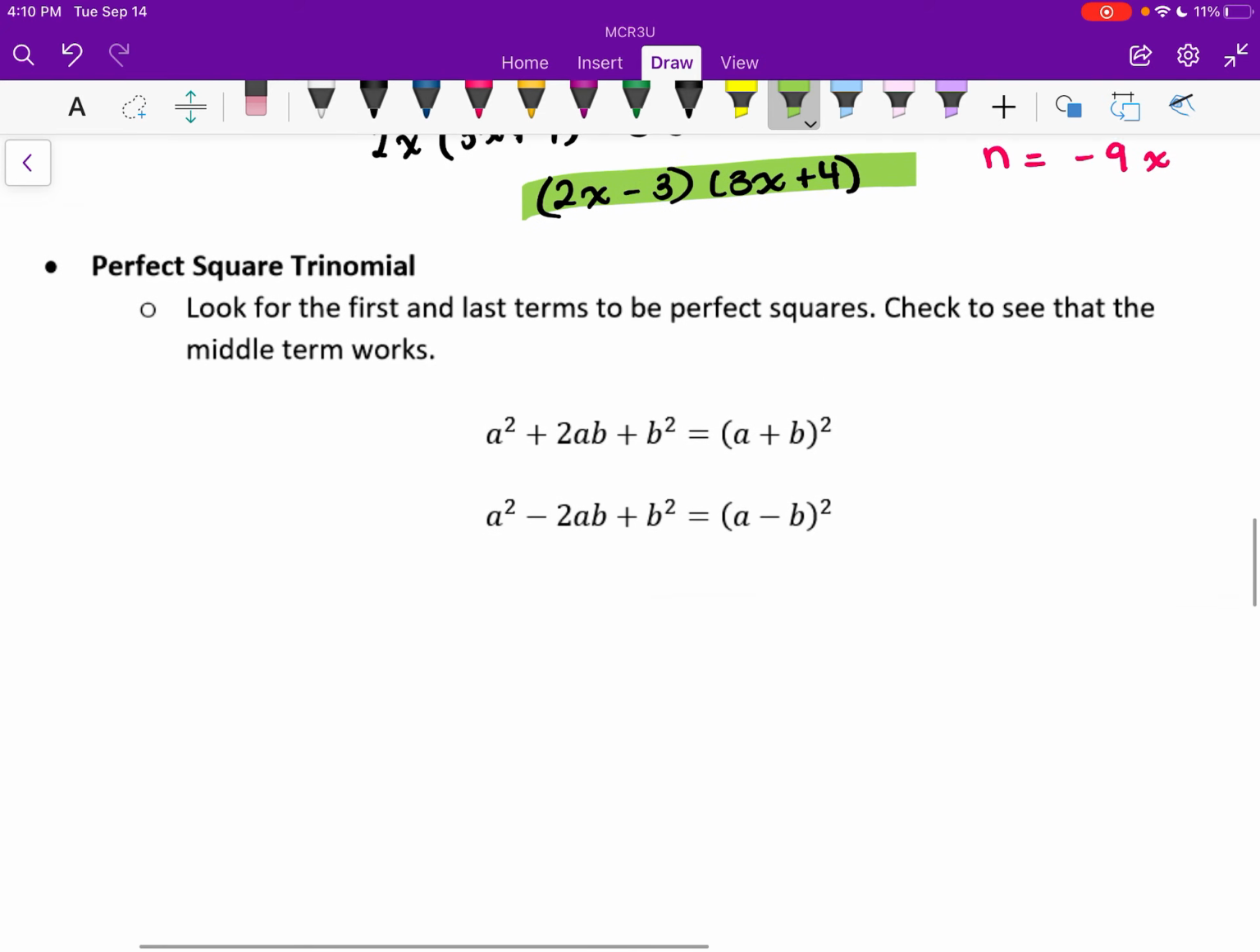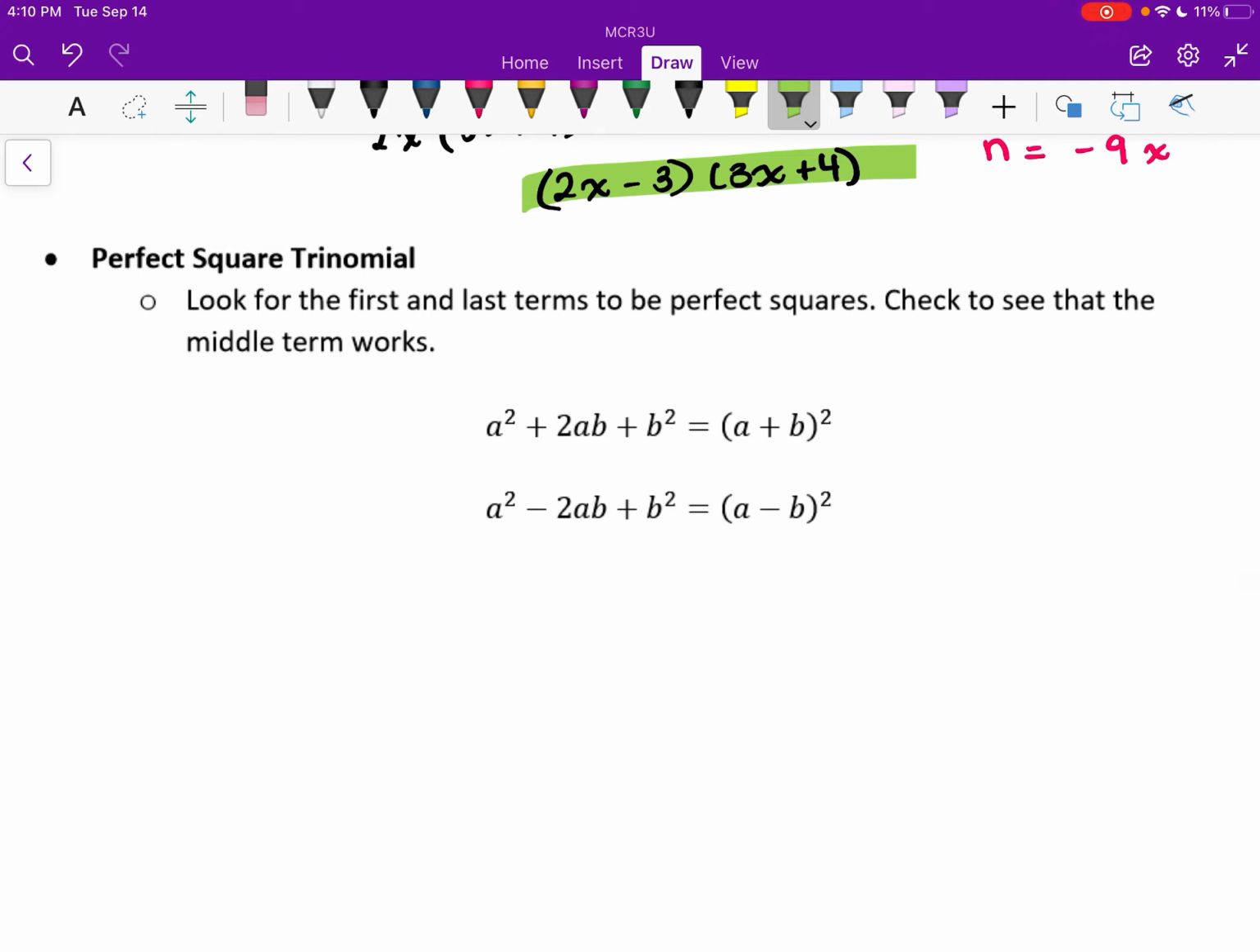Perfect square trinomials are the next one. A perfect square trinomial is just a special type of trinomial. If you see that something has 3 terms and the first term is a perfect square and the last term is a perfect square, check to see that the middle term works. If the middle term is plus 2ab or minus 2ab, you can write this as a plus b squared or a minus b squared. This middle value will always come from whatever the value of the middle term is. So if it's negative, it'll be negative. If it's positive, it'll be positive.